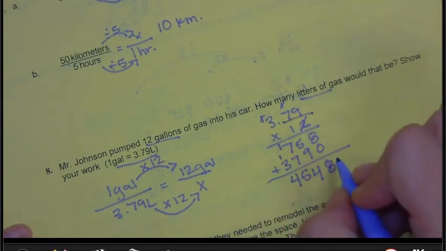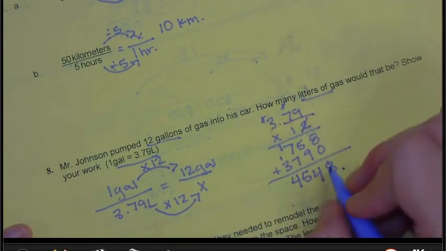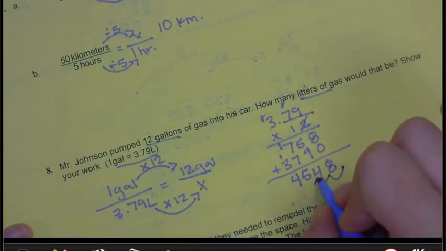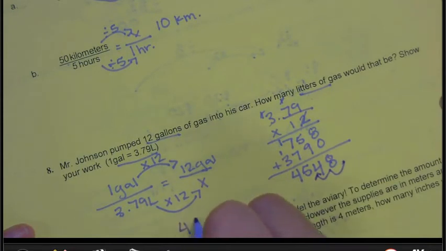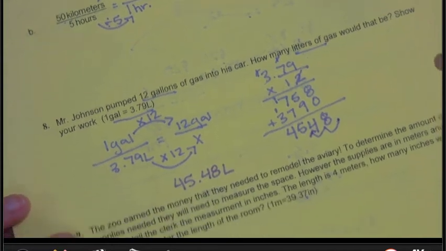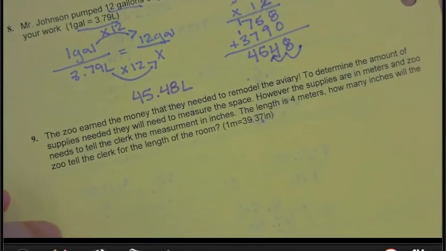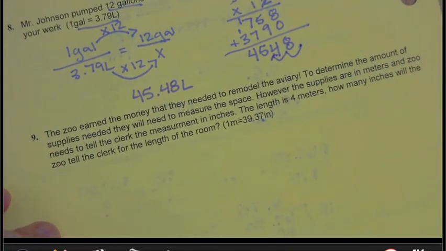I have 2 place values behind the decimal, so I'm going to move it 2 times to the left to get 45.48 liters. All right, and then the last one, number 9.